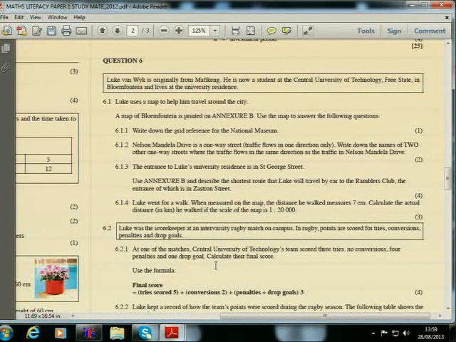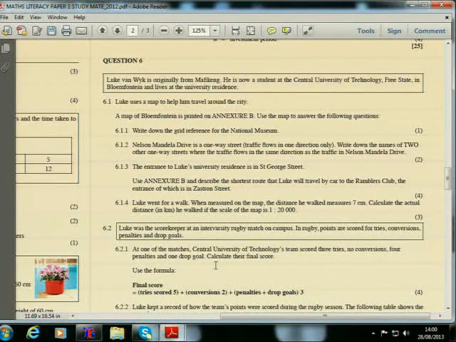It says here, Luc van Wyk is originally from Mafikeng. He is now a student at the Central University of Technology, Free State, in Bloemfontein, and lives at the university residence. In 6.1, Luc uses a map to help him travel around the city. We will move on to the map just now. A map of Bloemfontein is printed on Annexure B, which we will have a look at. We must use the map to answer the following questions.